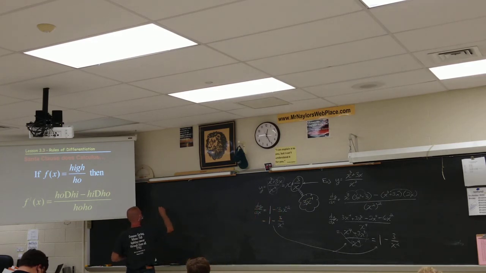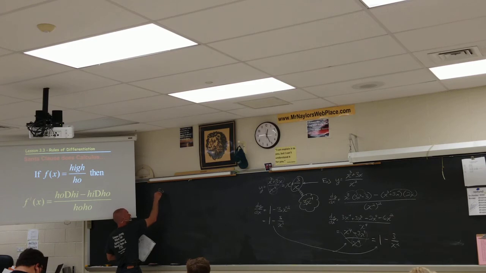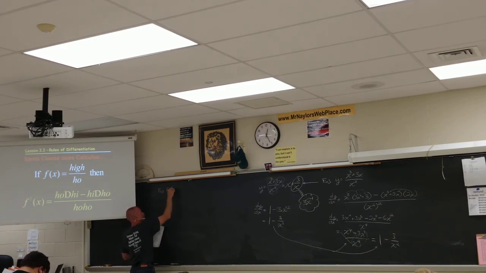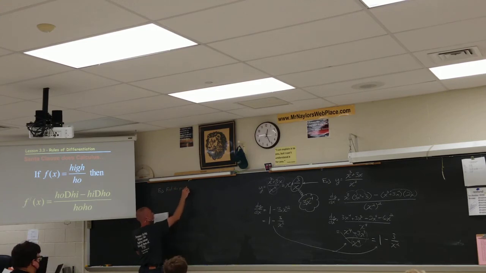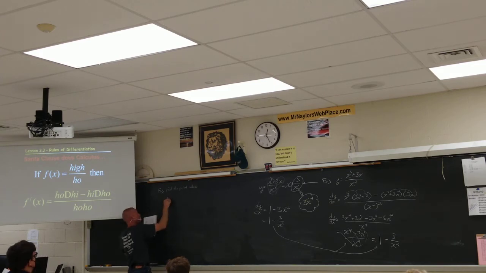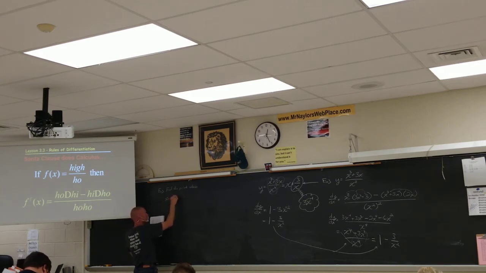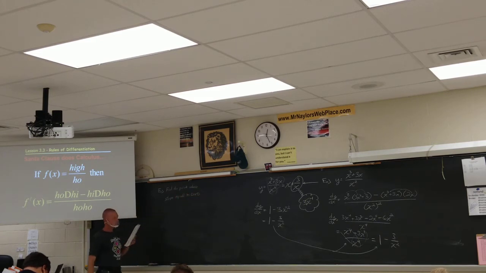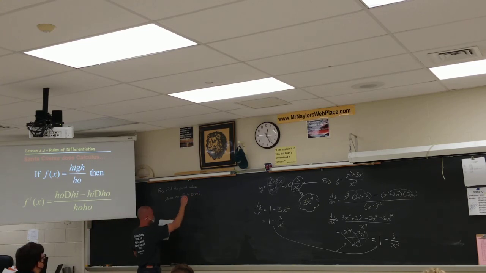We're going to do one more problem. It's got a little bit of language to it. Find the point where the slope is equal to 0, and then we have our function.